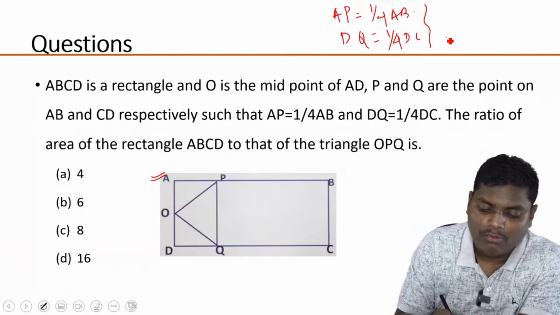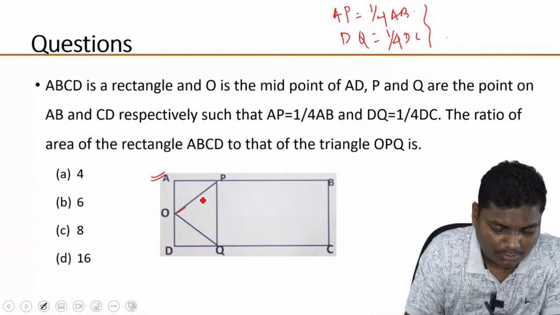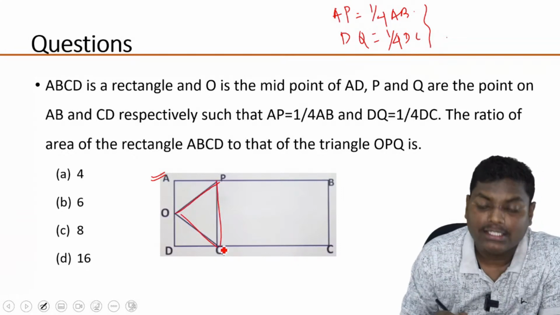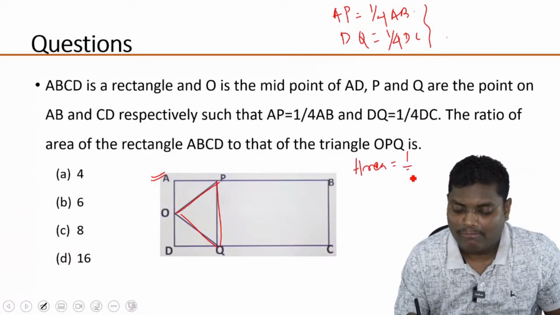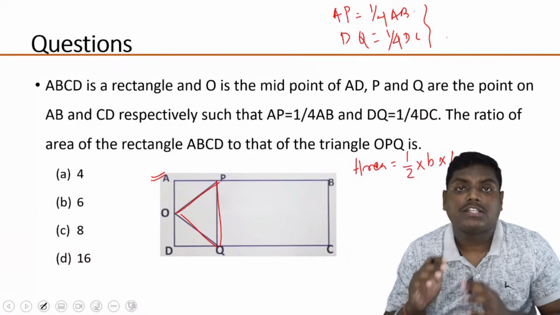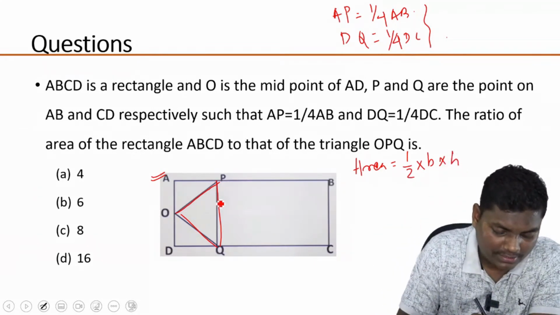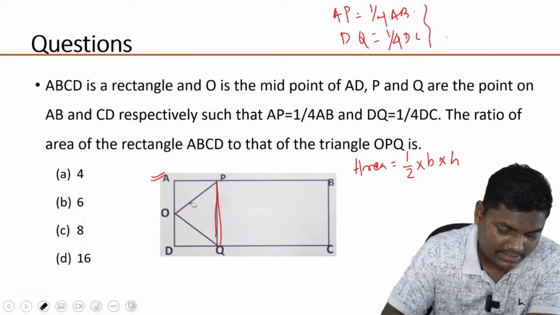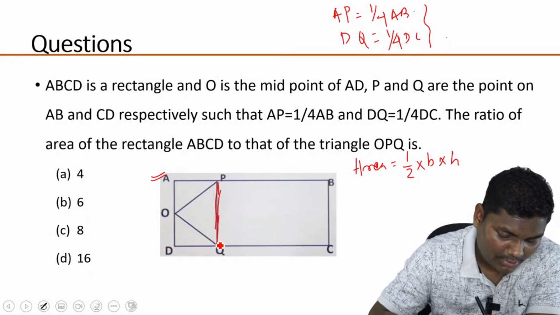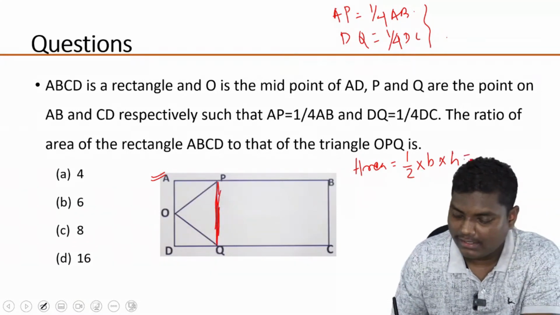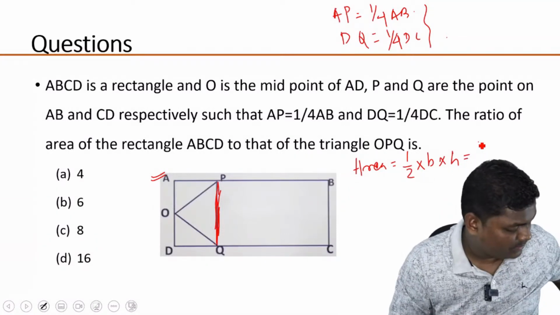Now what we know. If we look into this properly, we need to find the area of the triangle. So area of the triangle is basically half into base into height. Yes or no? Now, what is the base for it? This is the base. What is the base for this triangle? This is the base.